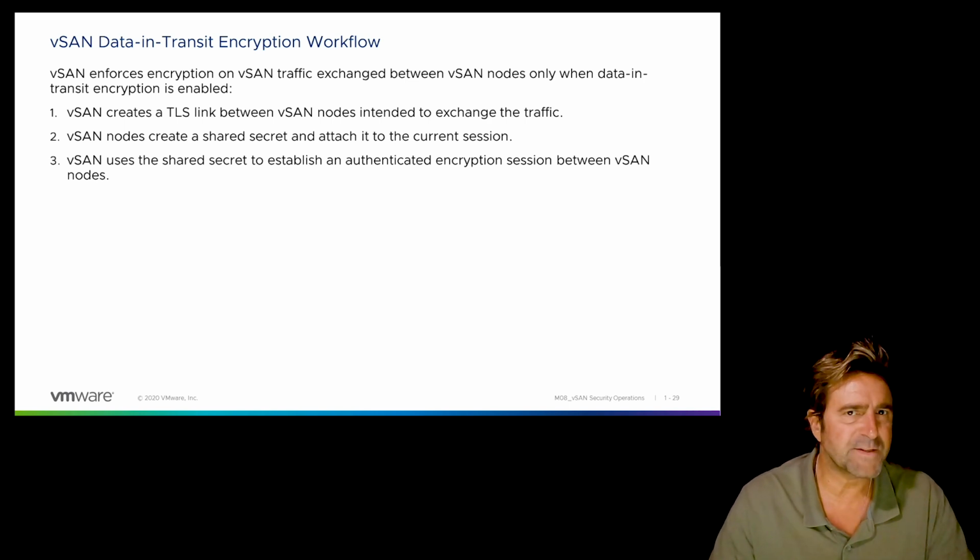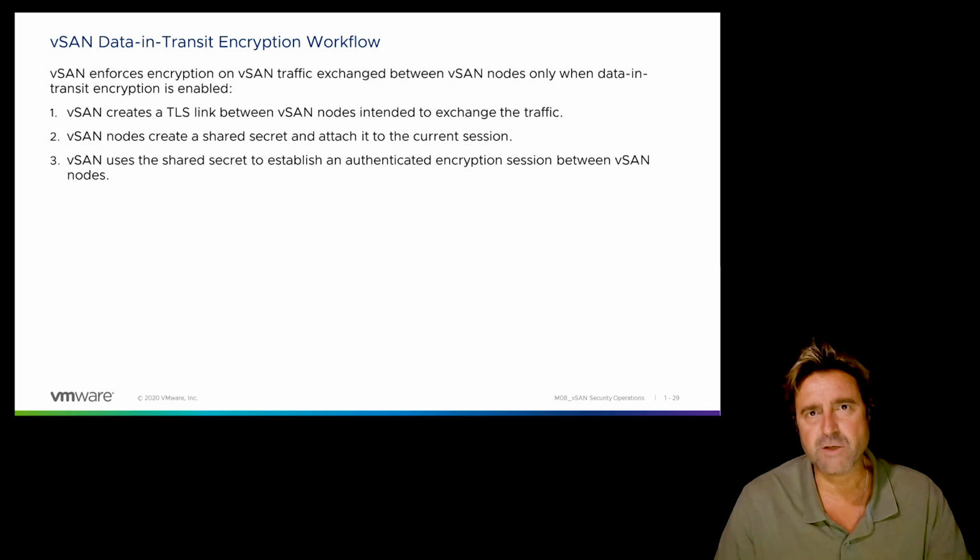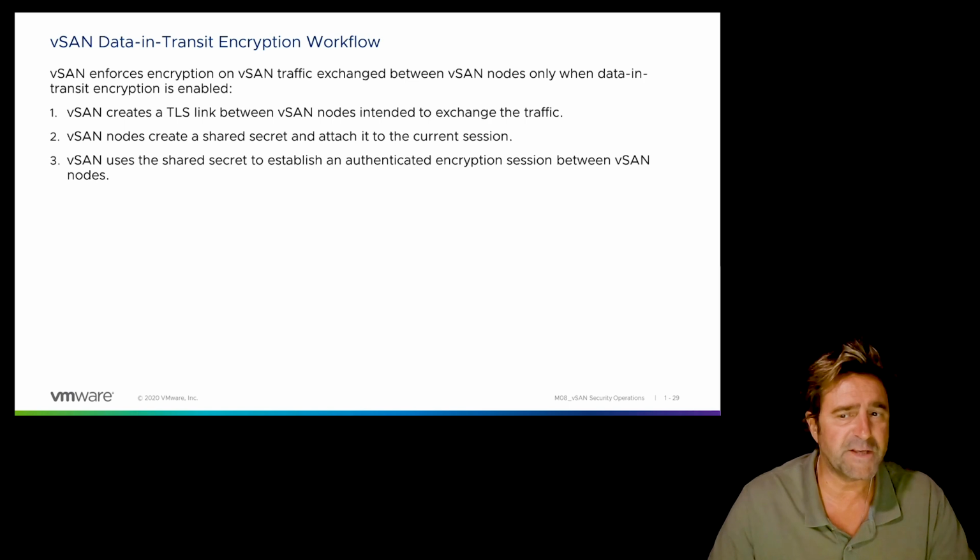So, how does it work? In this page, we explain to you how this actually takes place. Let's take a look. In this page, it says vSAN enforces encryption on vSAN traffic exchange between your vSAN nodes if and when you enable data in transit encryption. Notice, they tell you here that vSAN creates a TLS link between the different ESXi servers in your cluster. And this again is intended to exchange the traffic.